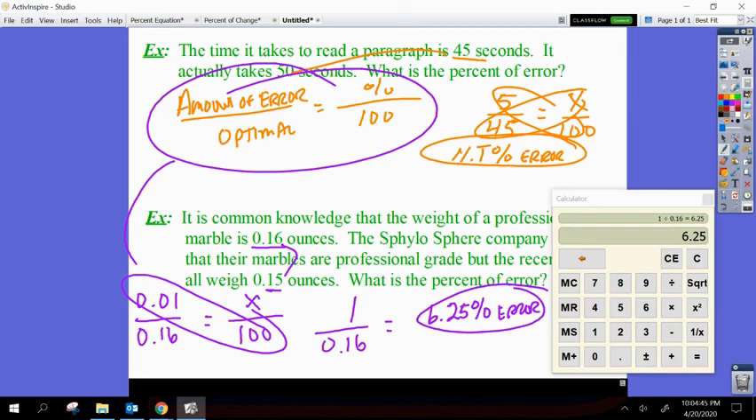So again, this is just like percent of change, where we're subtracting to find the difference of what it was supposed to be versus what it actually turned out to be. Over optimal, the original thought on what it was, equals percent over 100. We still cross multiply and divide to find our answer.